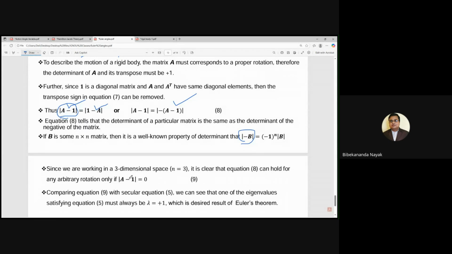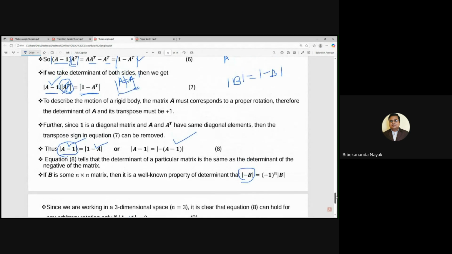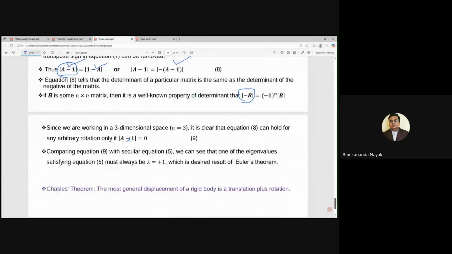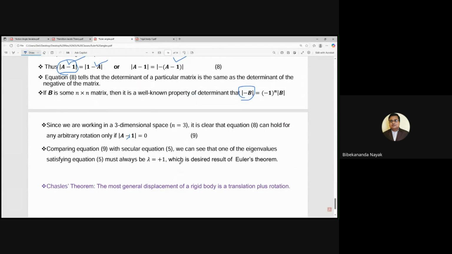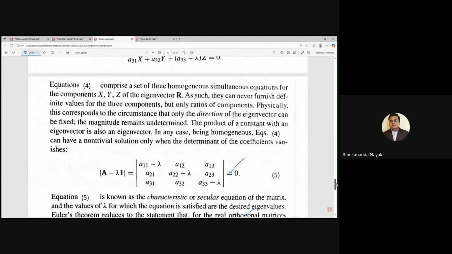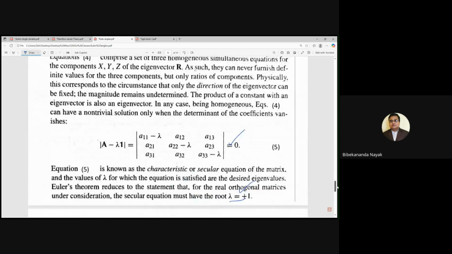So if you take A minus lambda I is 0, then A is equal to lambda I, which implies lambda is nothing but plus 1. So this theorem is called Euler's theorem. Here we prove that one eigenvalue is plus 1. It is somewhat analytical, but easy. You can prove this.